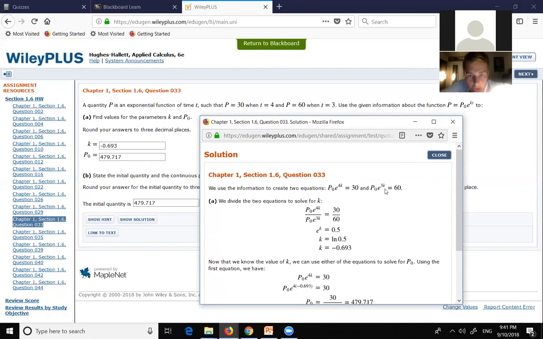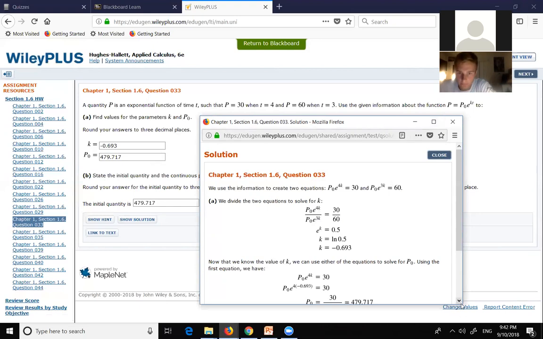And the same thing for 60. Your P is equal to 60, so 60 is here, and P naught e to the kt, now the time t for 60 is 3. That's why you have 3k's here. And now you can take the ratio between the two equations, and that will cancel the P naught again. And 30 divided by 60, that is 1/2 or 0.5. And e to the 4k divided by e to the 3k, 4k subtract 3k, that is 1k.